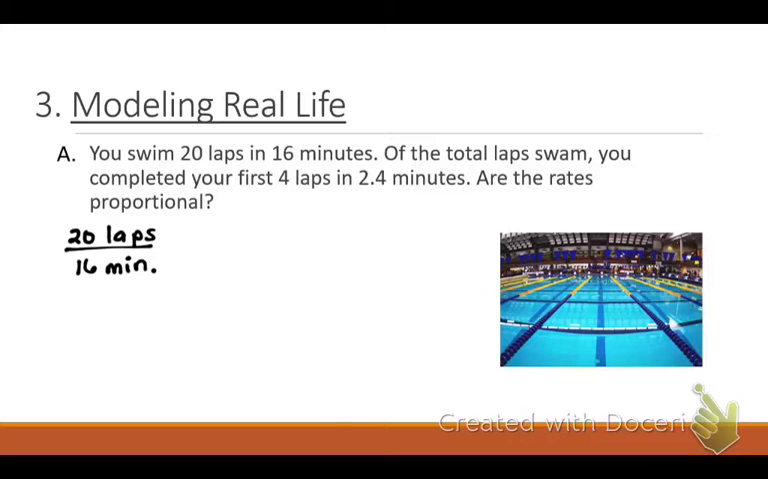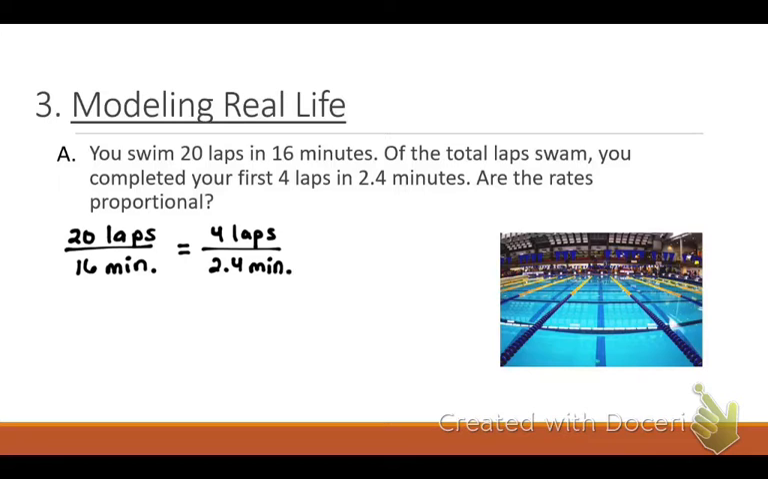If you remember, a proportion is 2 fractions set equal to each other. So this is going to equal something else that I'm comparing. Who thinks you know what I should write for the other fraction? I need something else on the right side, though. Another completely different fraction. Jonathan, what do you think I put? 4 laps over 2.4 minutes.